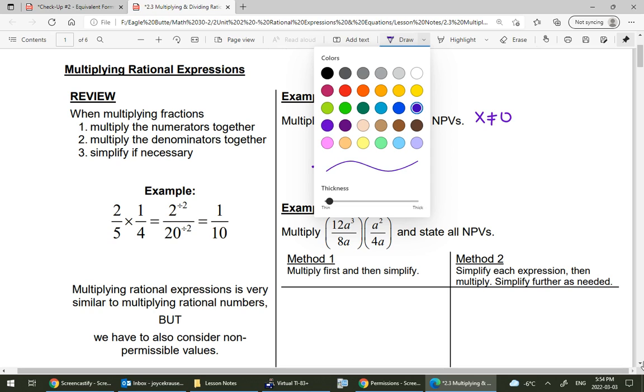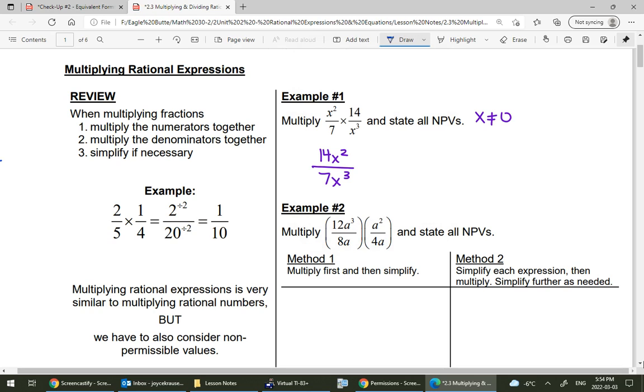Sometimes it might help to have a different color. And so we've got 14 over 7 is 2, and x squared over x cubed. Remember that if the exponent is bigger on the bottom, in the denominator, that's where our answer is going to end up. So I'm going to cancel the x squared, and I'm left with an x. So I'm going to have 2 over x, and my restriction is that x cannot be 0.